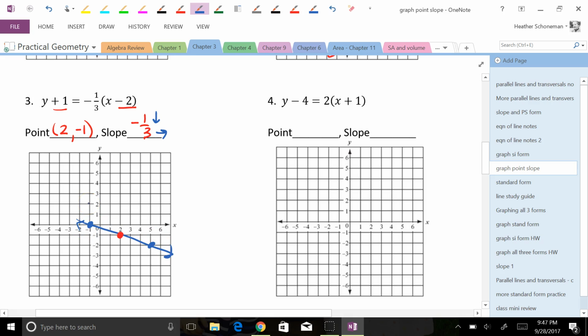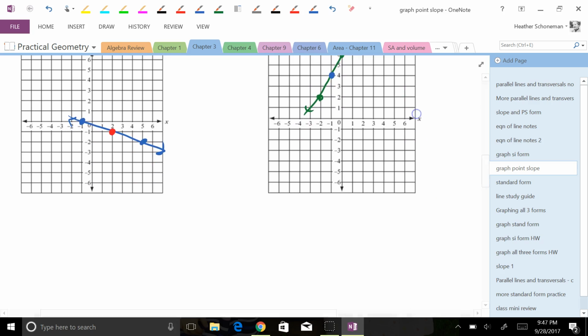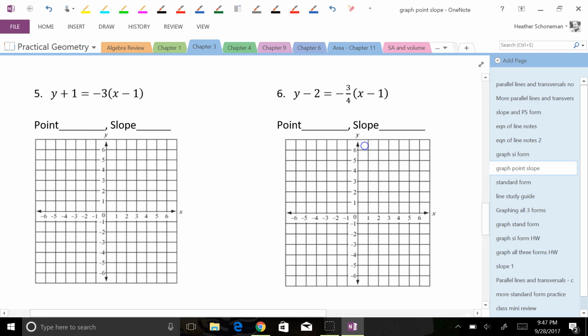That's our points. Number 4, the slope is 2, but to graph it, we're going to have to think of it as 2 over 1. The point is negative 1, 4, so we'll find negative 1, 4, and then we use our slope, which is up and to the right, or down to the left. And there's our line.